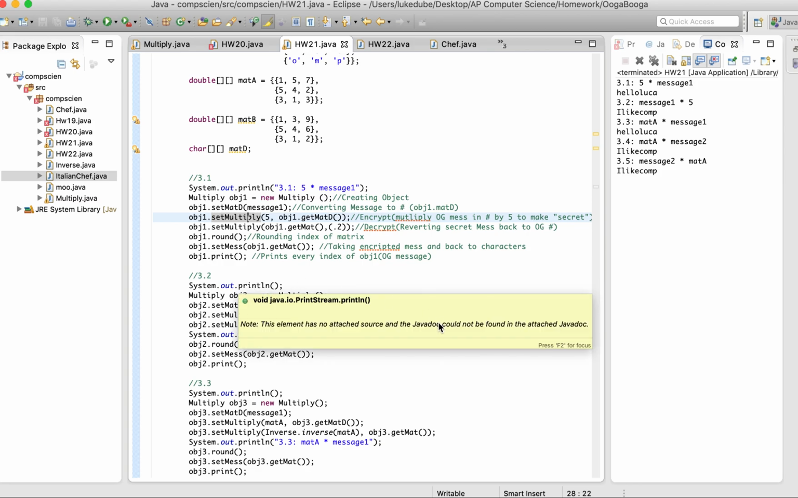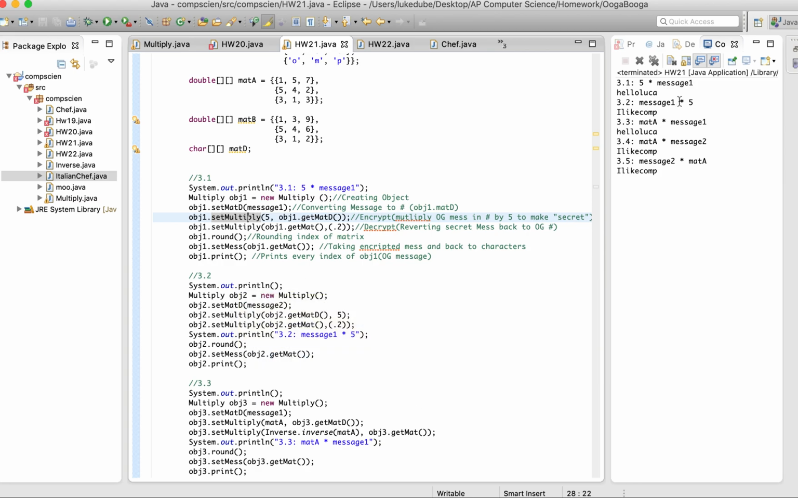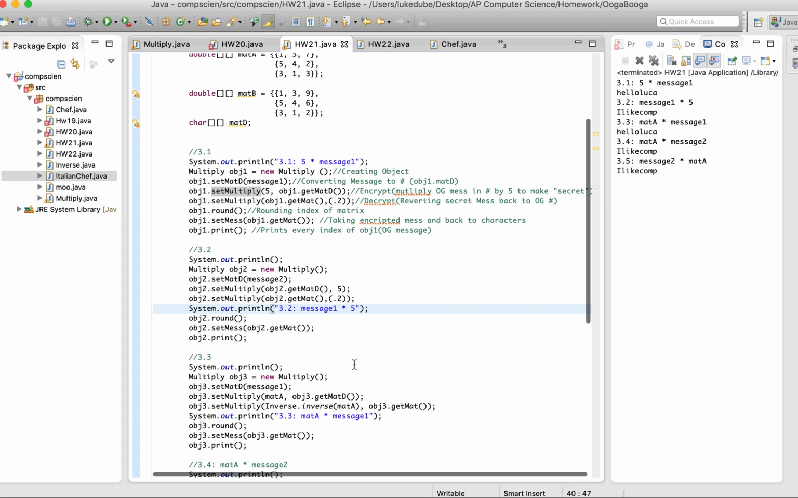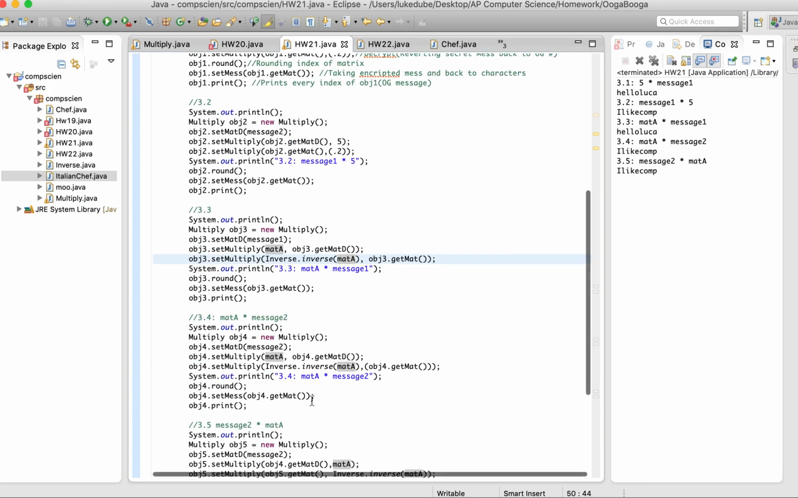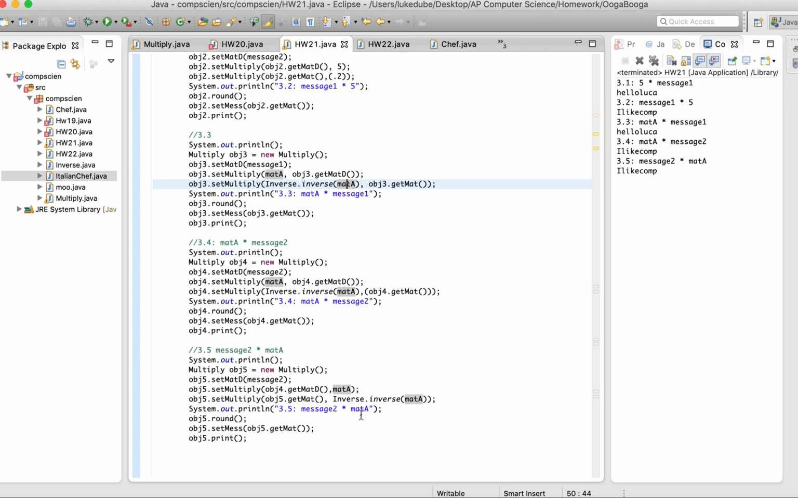Here we did the exact same thing, except we multiplied message by 5 instead of 5 by message for 3.2. For 3.3 we multiplied mat A by message 1. This one was a little bit more confusing because we had to do the inverse of the inverse, and it required a different code here. Next we have mat A by message 2. This is instead of using message 1, message 2. And lastly, message 2 by mat A, which is exactly the same as this.